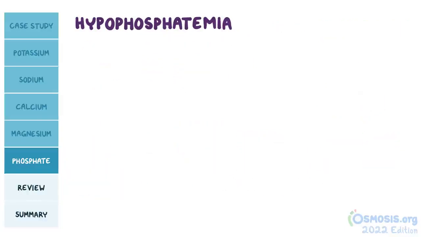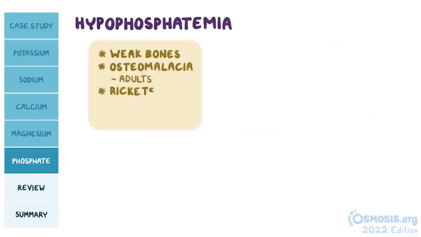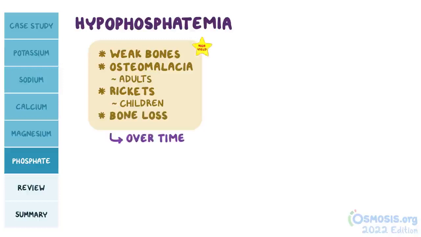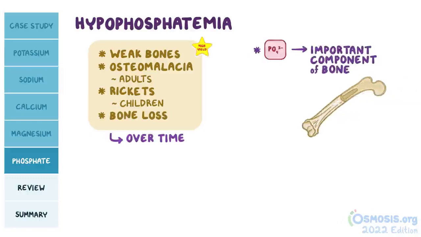Now, consequences of hypophosphatemia include weak bones, osteomalacia in adults, and rickets in children, as well as bone loss. This happens over time due to prolonged hypophosphatemia because phosphate is an important component of the bone, and when there's not enough phosphate in the body, bone mineralization is decreased.